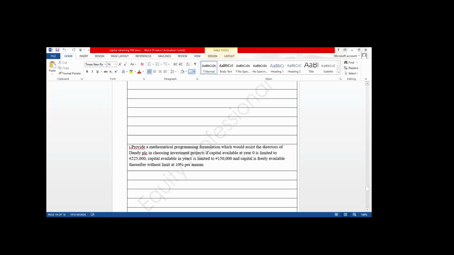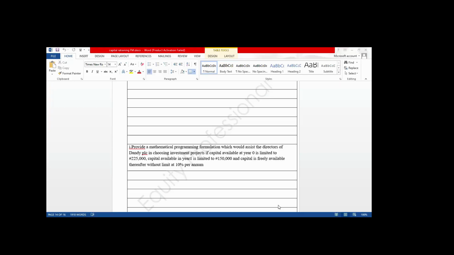Divisible projects are projects that can be divided into fractions. Projects that you can take a certain percentage of. If you don't have money to do 100%, you can do 50% of the project. You can do 10% of the project. Then you are going to achieve a fraction of the project NPV.